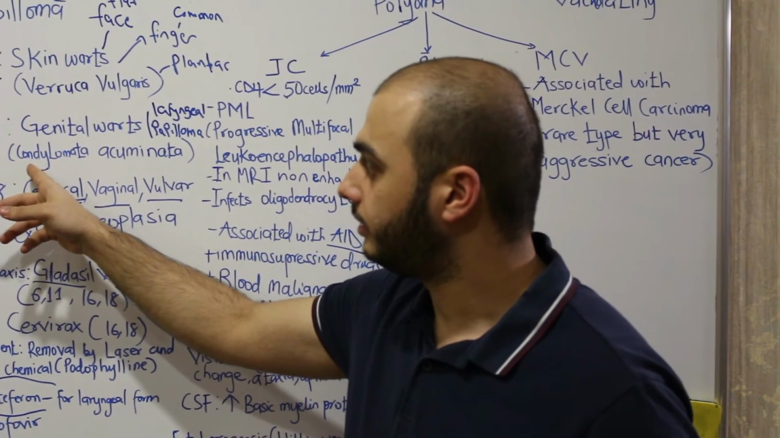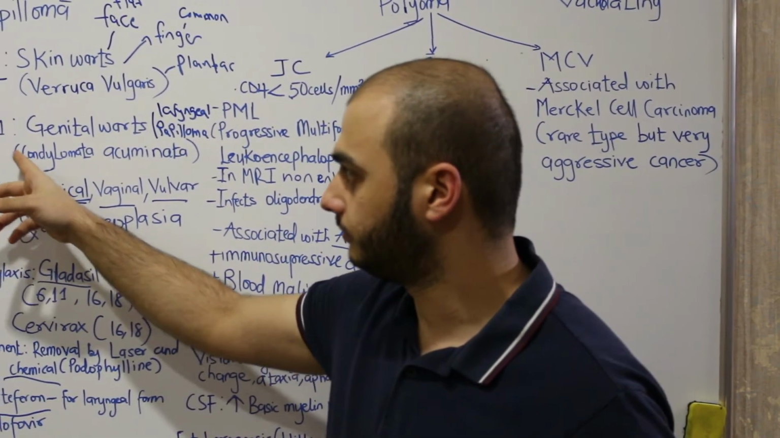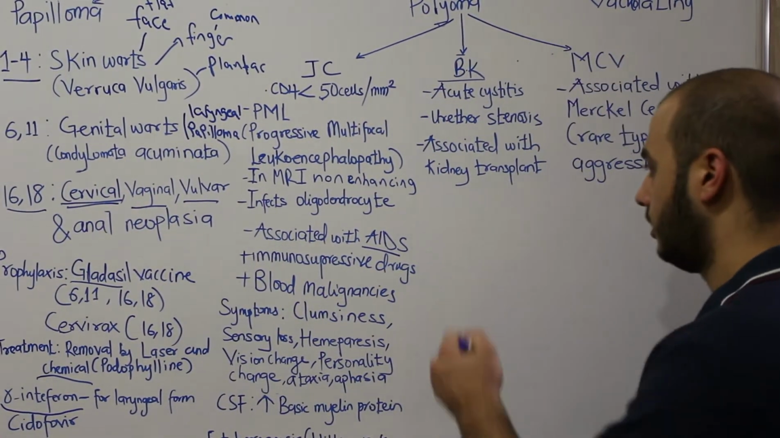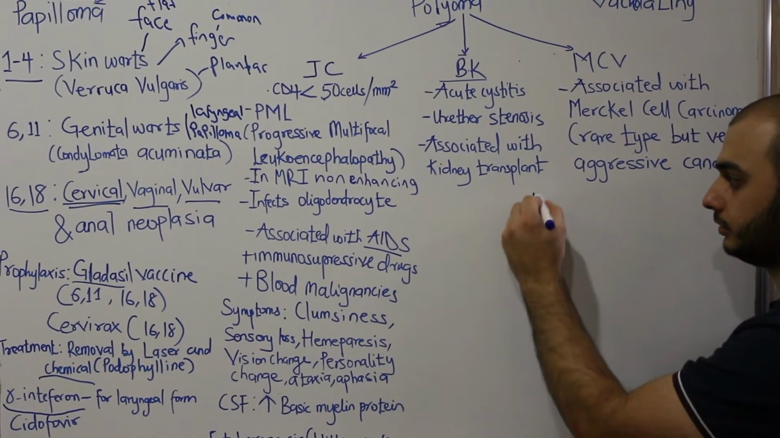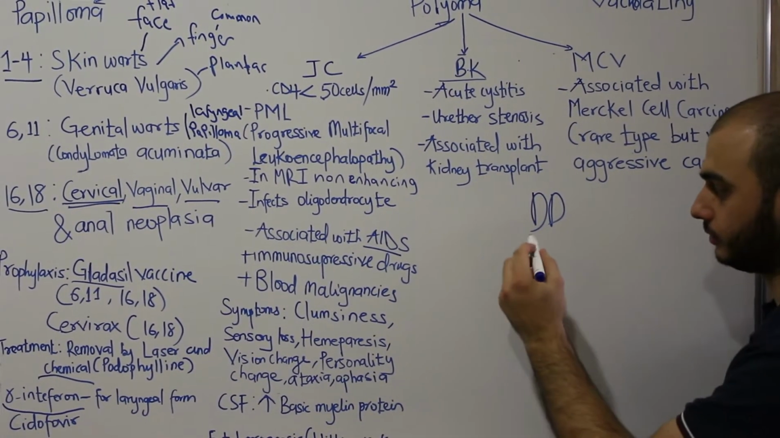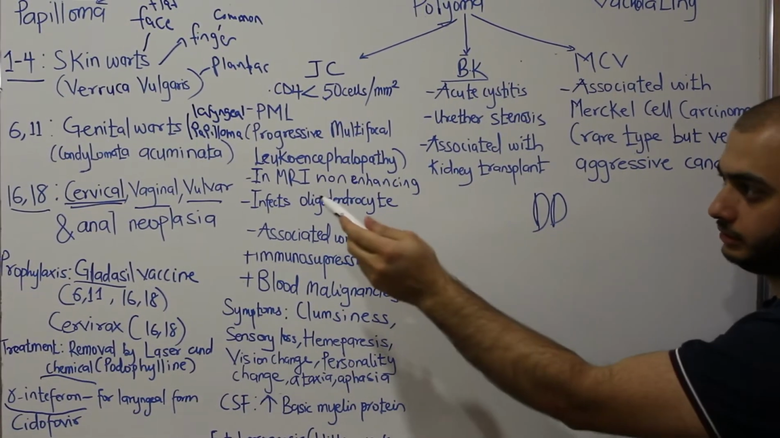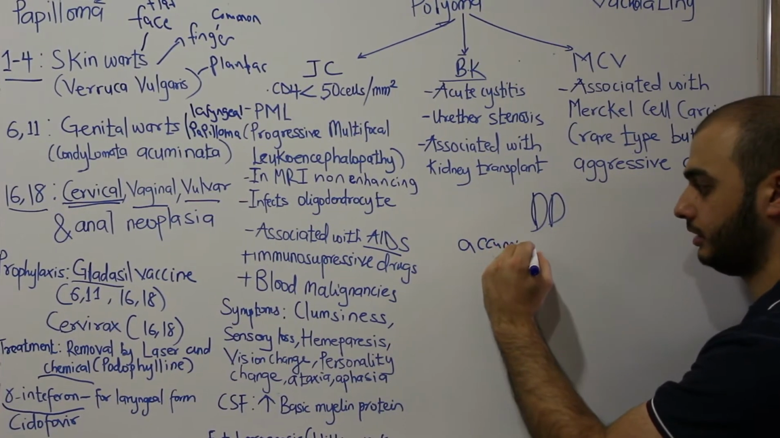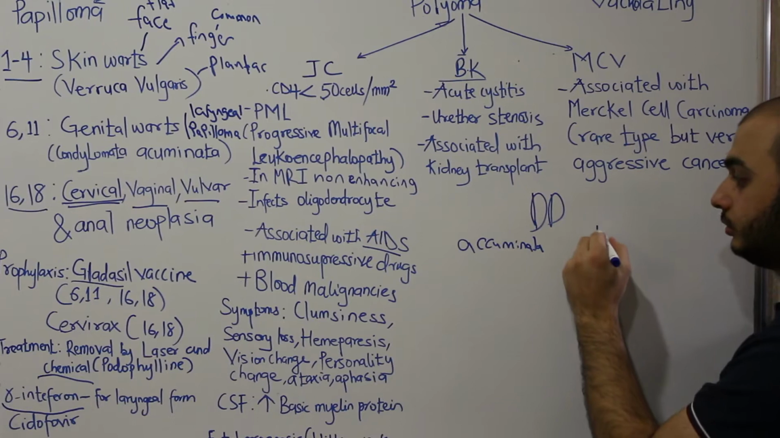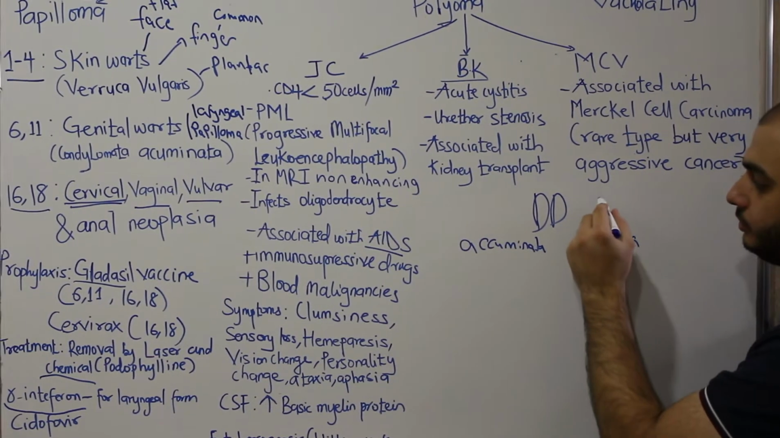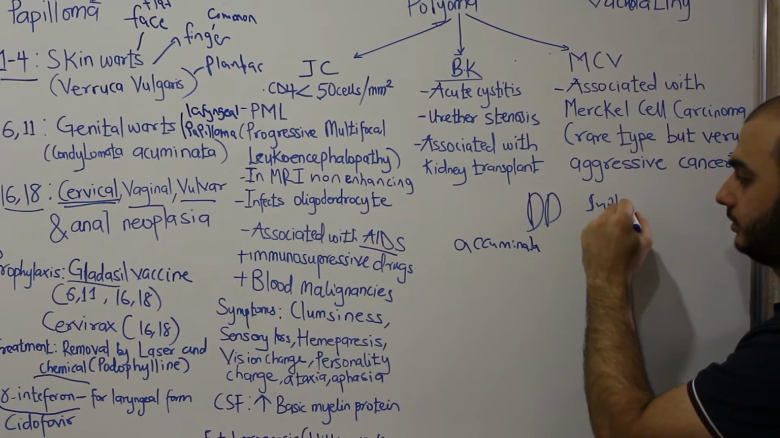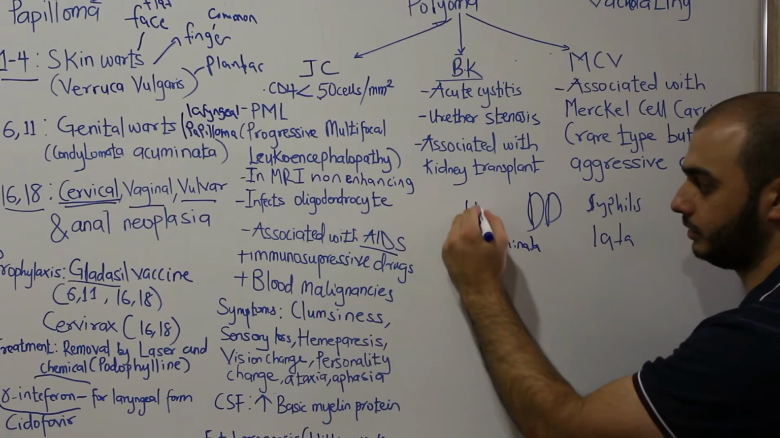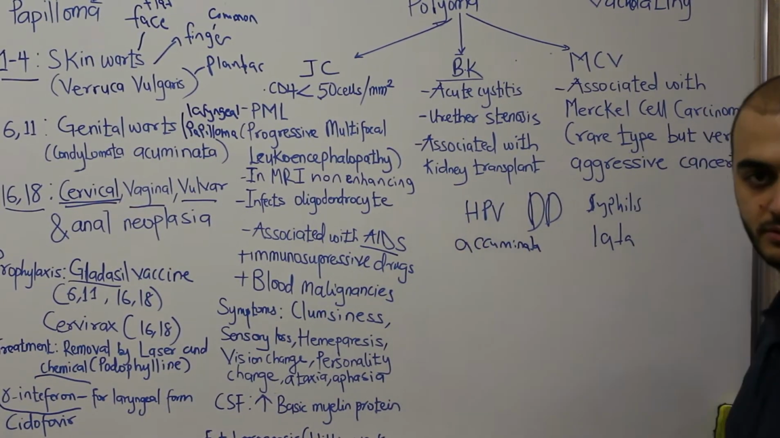pay attention here that the name of this lesion, which is caused by 6 and 11 serotypes, is Condyloma acuminata. So this point can be confused by a dermatologist or any doctor. So we have to differentiate between Condyloma acuminata and Condyloma lata. It's caused by syphilis, yes? Condyloma lata is caused by syphilis, and Condyloma acuminata is caused by human papilloma virus.